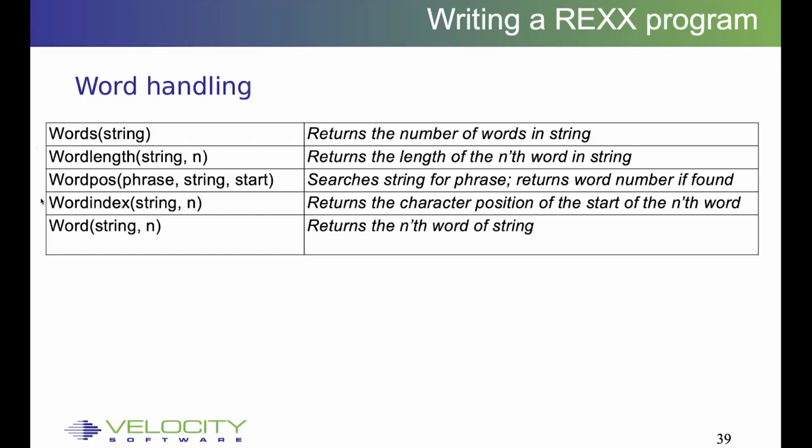Word index will return the character position of the nth word in the string. So if you want to see what character location the word hello is in, it will return that. And you can also just return the nth word of a string. So if I want to see the 3rd word of the string, it will return that value.